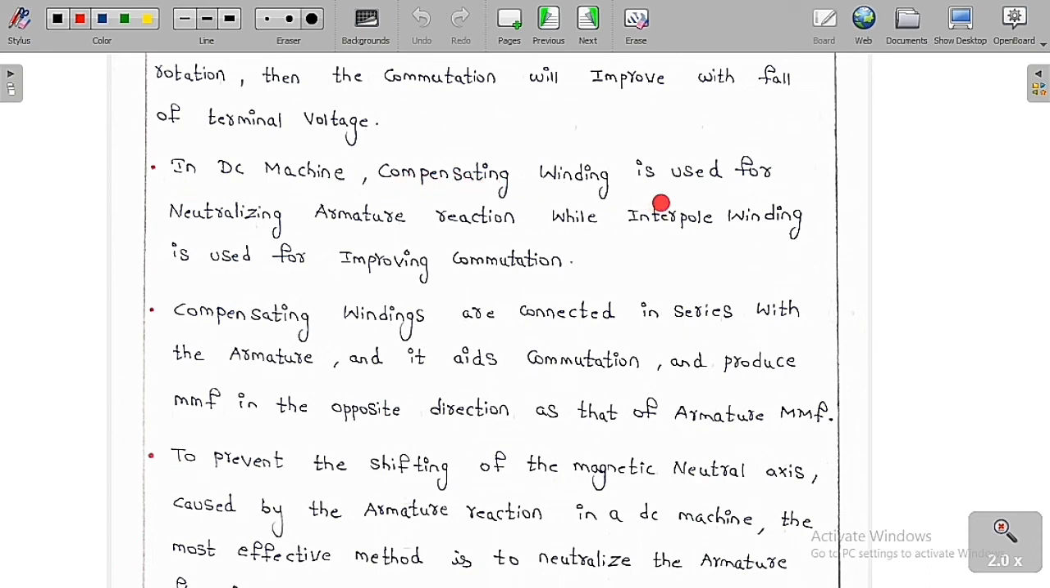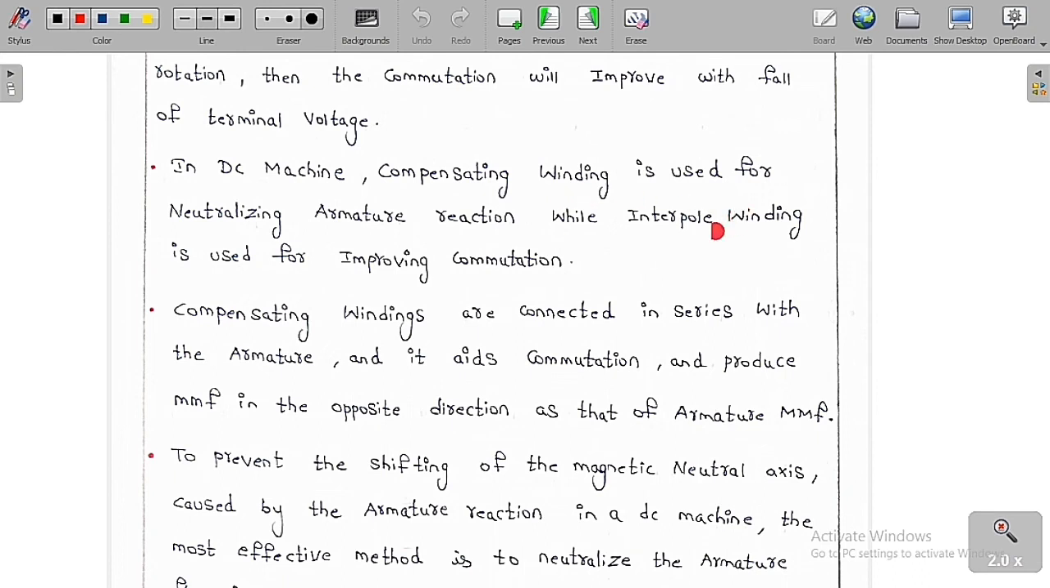In a DC machine, compensating winding is used for neutralizing the armature reaction, while interpole winding is used for improving commutation. I've already told you, this interpole winding can do two things. It can improve the commutation, and also it is going to neutralize the armature reaction, or cross-magnetizing MMF, under the interpoles.